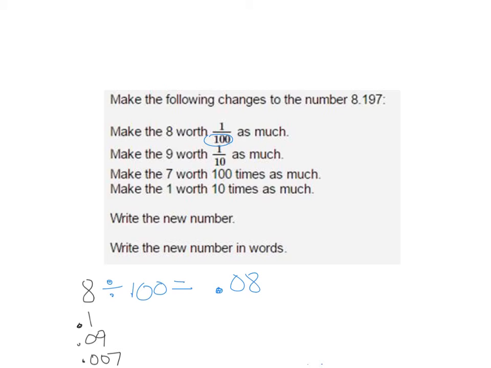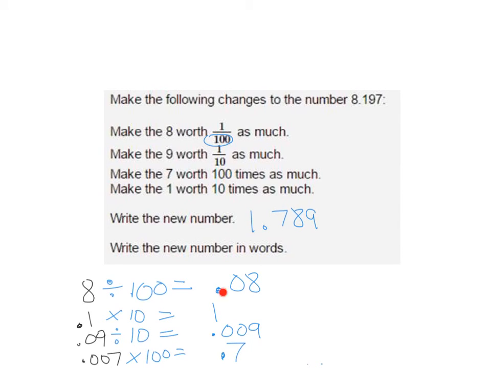The 9 is worth 1/10 as much. So I'm dividing by 10, again using my calculator or powers of 10, it's 9/1000ths. The 7 is 100 times as much, so it's times 100, giving me 7/10ths. And the 1 is 10 times as much, giving me 1. Now I can write the new number following each place value at a time.